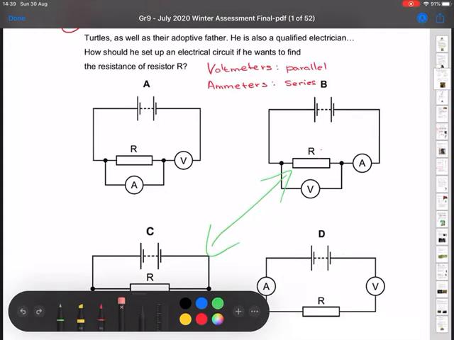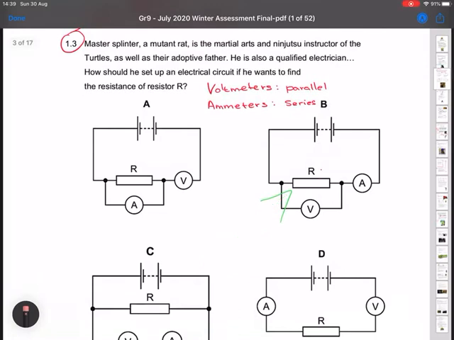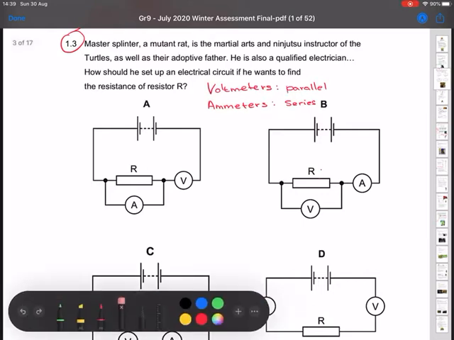So, for example, turtles and Master Splinter wouldn't have been in there, it would have been other characters from that exam. But the question and what it's asking is exactly the same. How should you set up a circuit if you want to find resistance? So you don't get an instrument called a resistance meter. If you want to find resistance, you need to have an ammeter and a voltmeter. Voltmeters are connected in parallel and ammeters are connected in series.